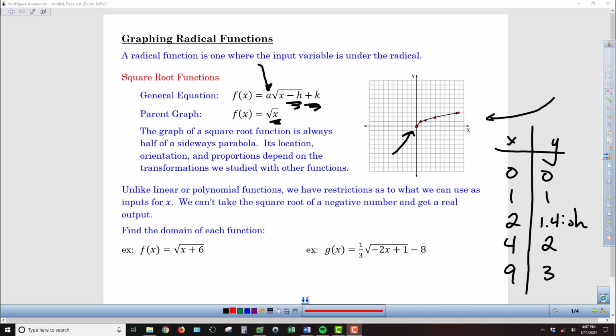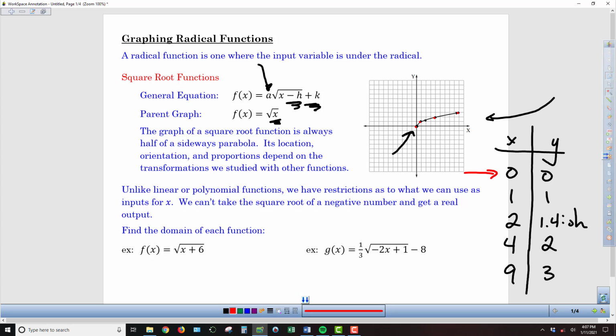So as I pointed out from the very beginning, we have limitations as to what kind of numbers we can plug into a square root function. We can't plug in a negative number or something that results in taking the square root of a negative. We can take the square root of 0, we can take the square root of positives, but we can't take the square root of a negative. So what that means is, unlike some other functions like linear functions or polynomial functions, we have limitations as to what kind of numbers we can plug in as inputs, meaning we have restrictions on the domain.